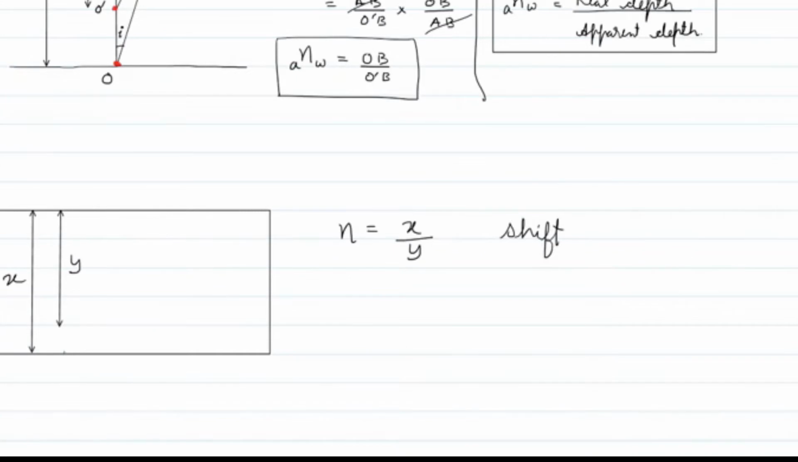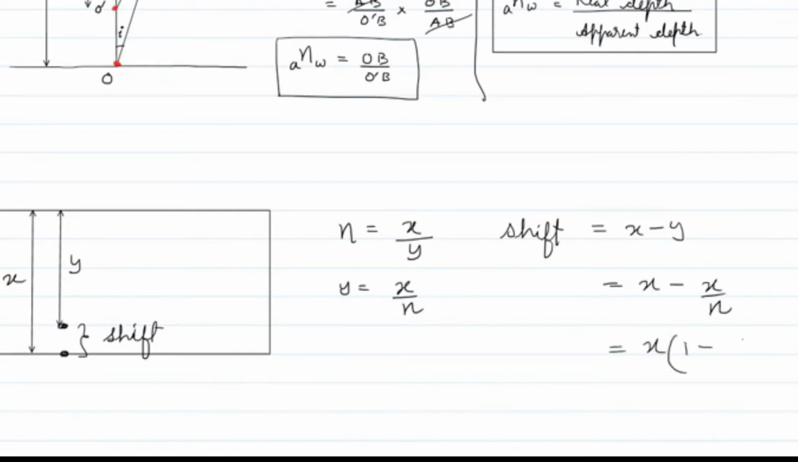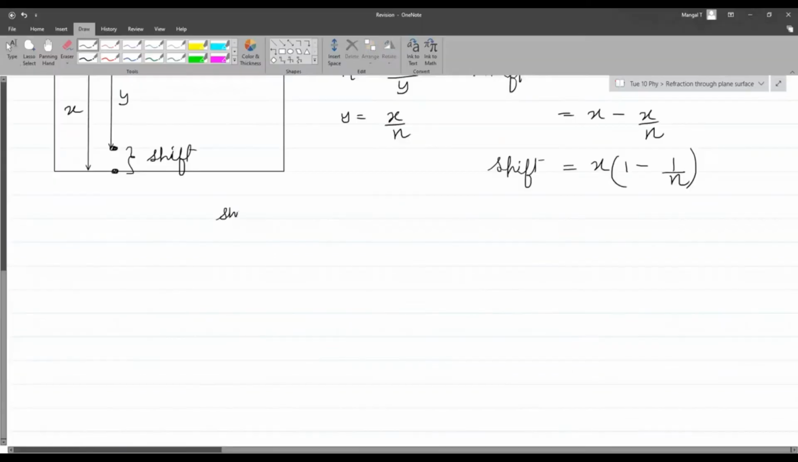Now shift means a point which is here appears over here. So this is called a shift. This shift is X minus Y, that is the real depth minus the apparent depth. And Y, I am writing as X upon the refractive index. So I take X out and I get 1 minus 1 upon the refractive index. So the shift is real depth times 1 minus 1 upon the refractive index.